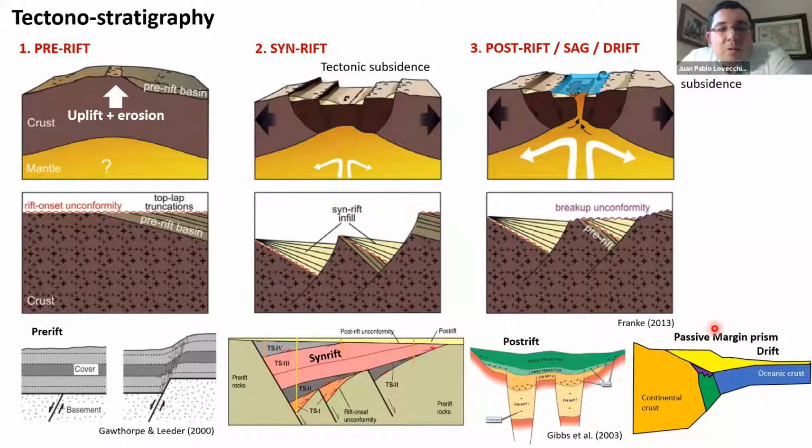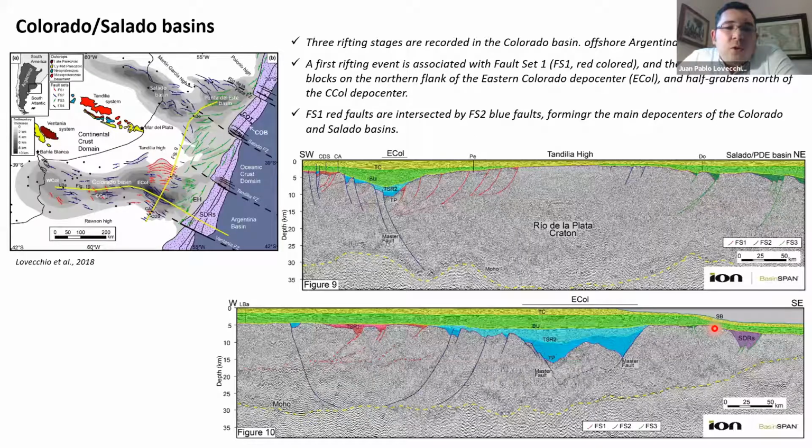Let's see some examples of pre-rift, syn-rift, and post-rift. And these examples are coming from the Colorado Basin, offshore Argentina. Here we see two 2D sections across the Colorado. This is the north-south one. So to the left is the south. Here it is showing the Colorado Basin.